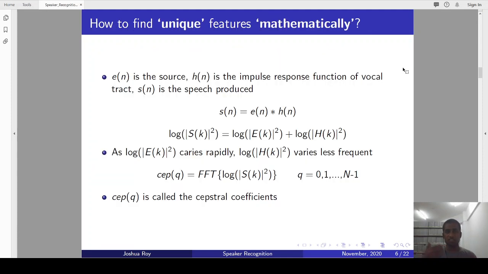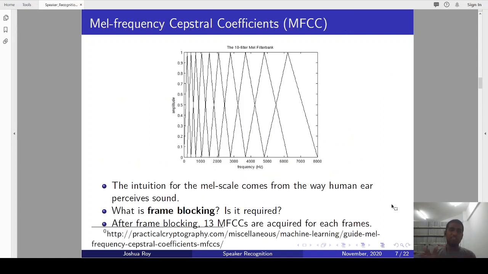How do we find unique features mathematically? Basically, we take this time domain speech and convert it to something known as the cepstral domain, or the cepstral frequency. The cepstral frequency signal can uniquely capture the features which we want, the temporal and the spectral features. The coefficients that we get from that, where we take the amplitude at specific intervals, are known as the cepstral coefficients. So these are the features.